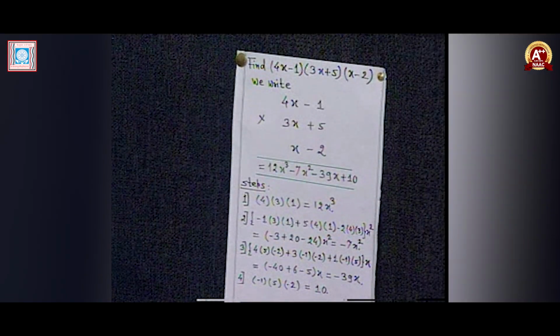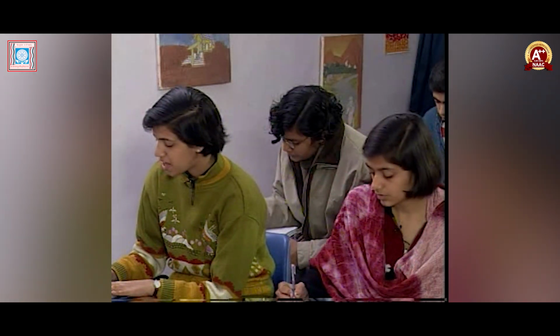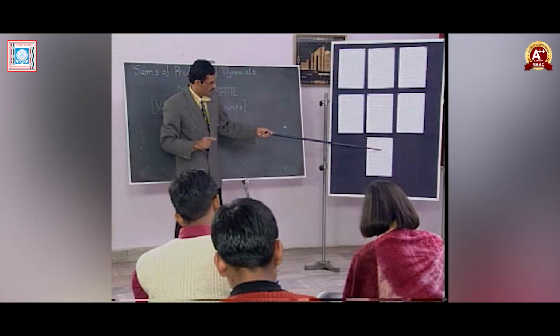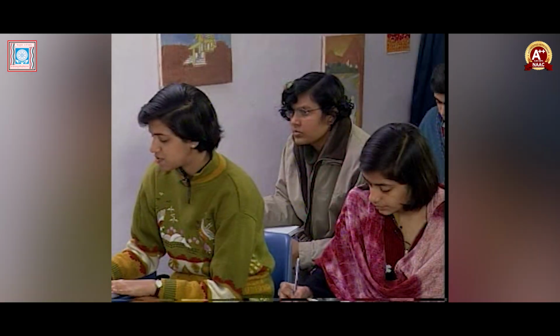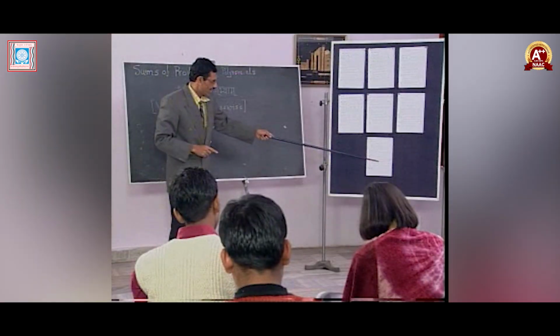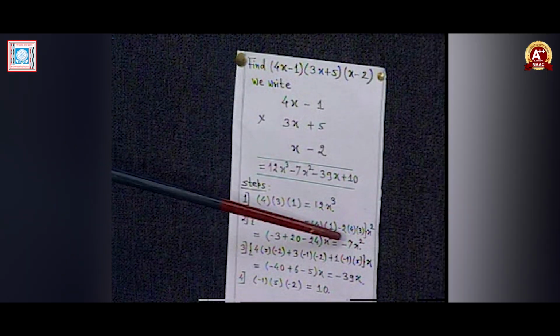And then the second. I select minus 1. That will be minus 1 into 3 into 1 into 1. Yes, that is minus 3. Plus, then select 5 into 4 into 1 into 1. That is plus 20. Yes. Then minus 2 into 4 into 3. That will be minus 24. So final answer: minus 3 plus 20 minus 24, that is minus 7x square.